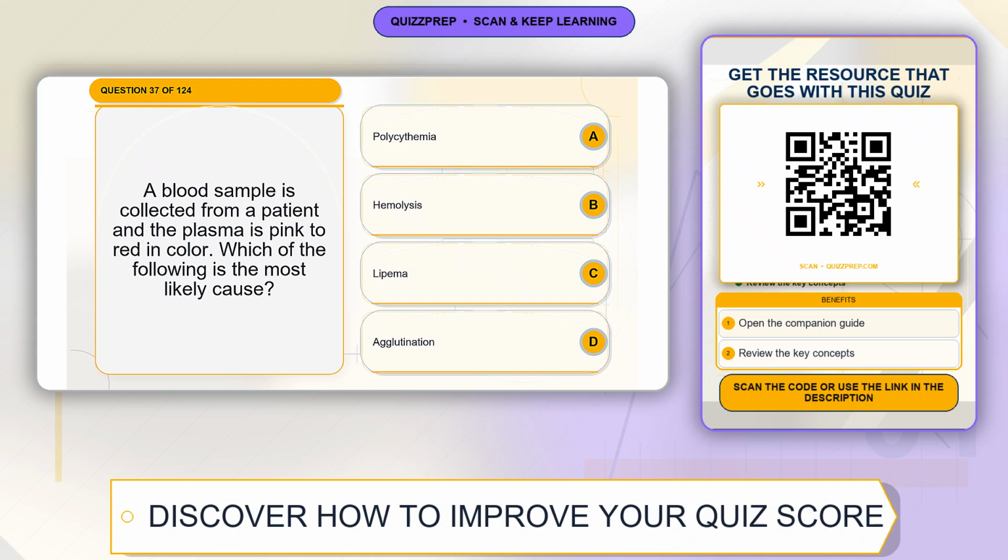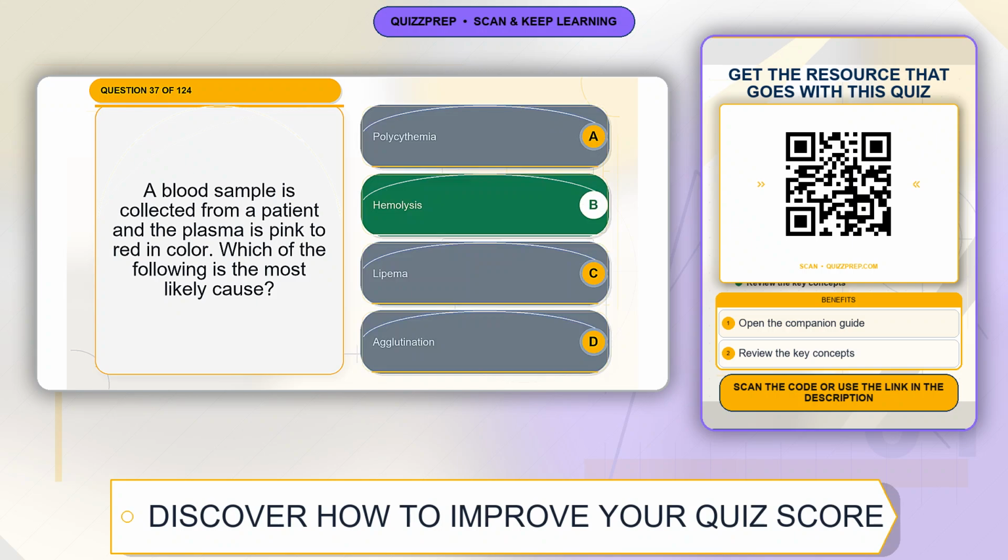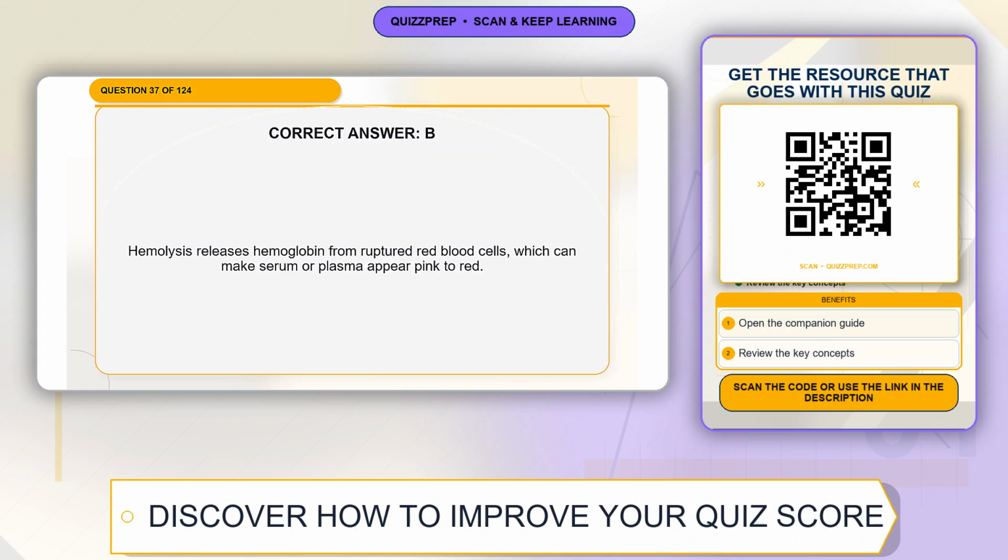Question 37. A blood sample is collected from a patient and the plasma is pink to red in color. Which of the following is the most likely cause? Option A, polycythemia. Option B, hemolysis. Option C, lipema. Option D, agglutination. The correct answer is option B, hemolysis. Explanation. Hemolysis releases hemoglobin from ruptured red blood cells, which can make serum or plasma appear pink to red.